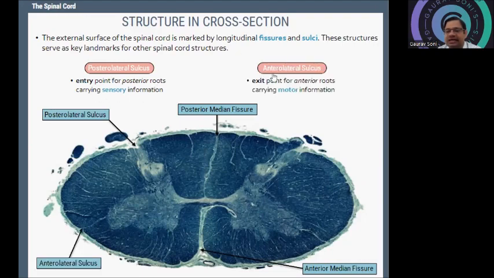Then you can see the anterior sulcus on the anterior side. These are the exit point for the anterior root carrying the motor information. So posterior part basically carries the sensory information. Anterolateral part basically carries the motor information towards the other parts of the body. You can see the posterior median fissure and anterior median fissure is also present at the level adjacent to the central canal.